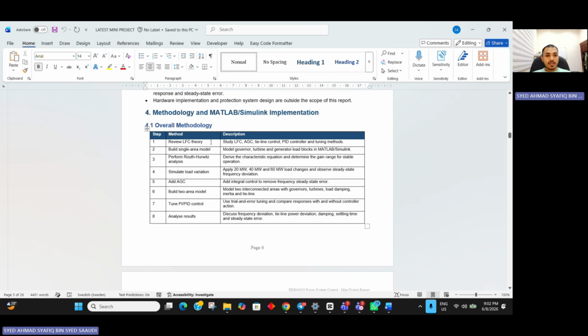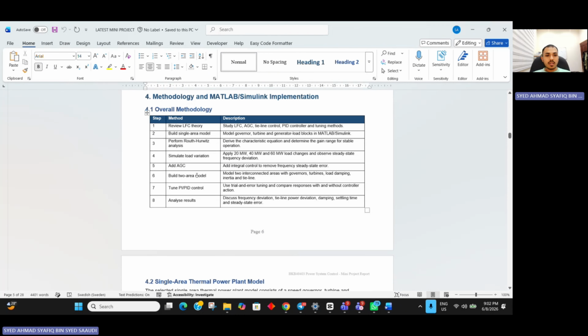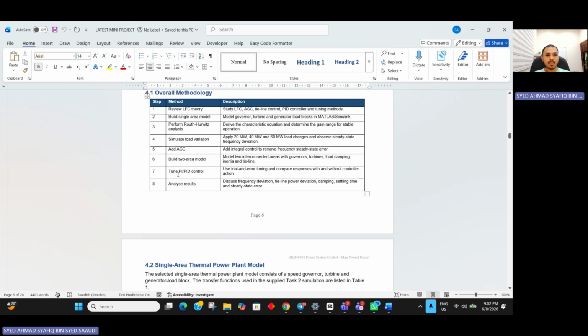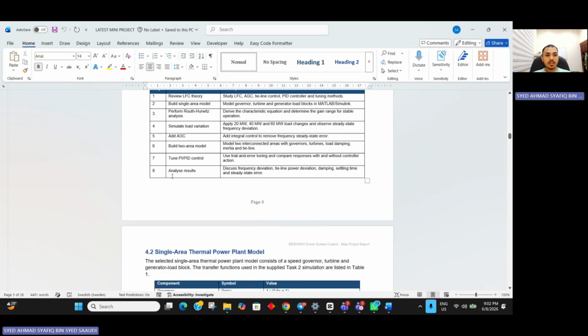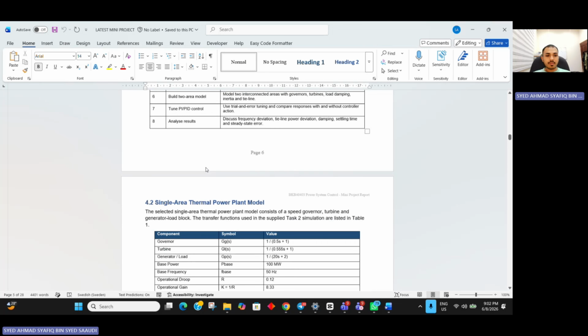Step 1 is review LFC. Step 2 is build single area model. Step 3, perform Routh-Hurwitz analysis. Step 4 is simulate load variation. Step 5, add AGC. Step 6 is build two area model. Step 7, tune PI or PID control, and step 8, analyze result.